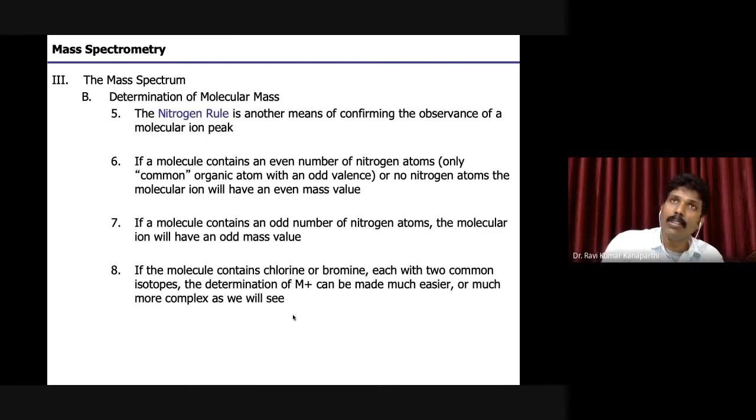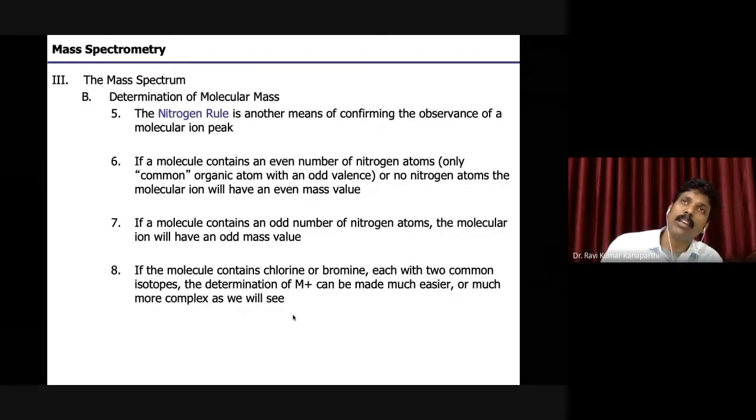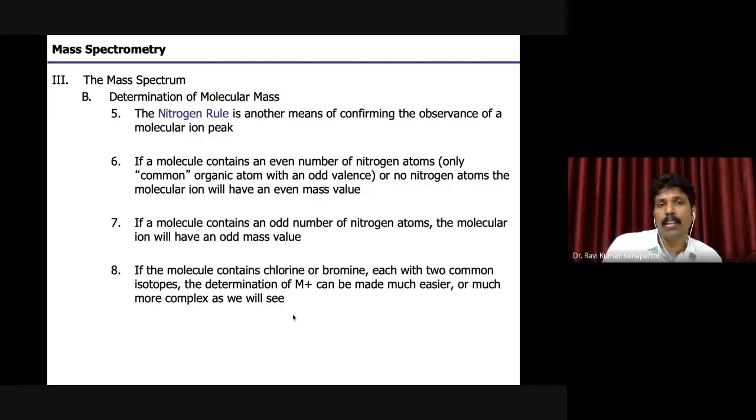Similarly, you can always apply what we call the nitrogen rule to say whether a particular peak is your molecular ion or not. What is the nitrogen rule? First of all, the nitrogen rule says that if a molecule has an odd number of nitrogens.